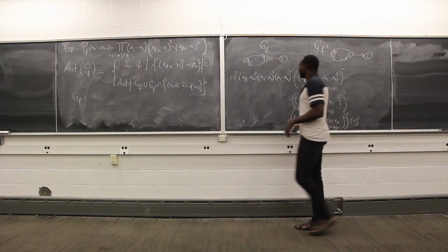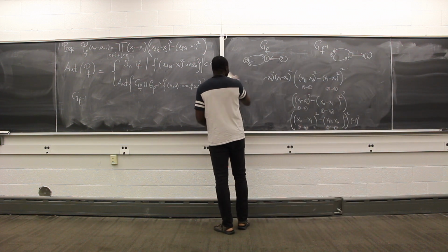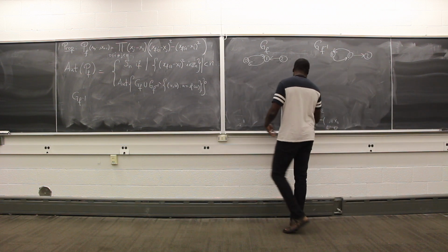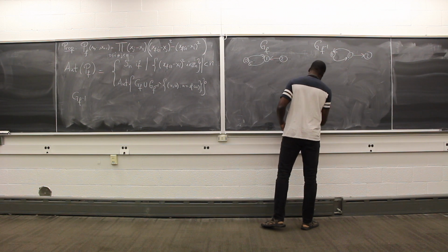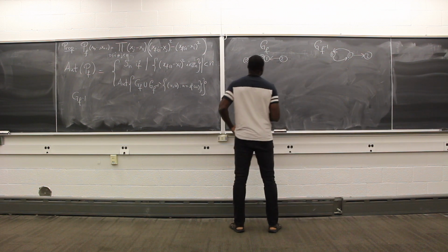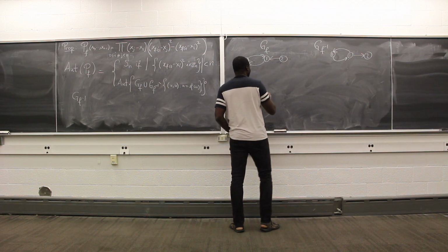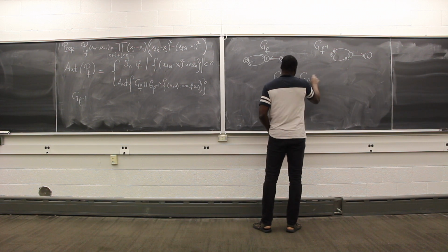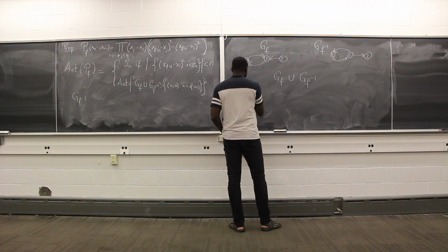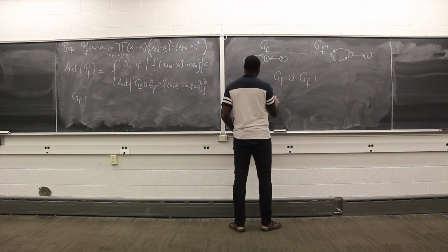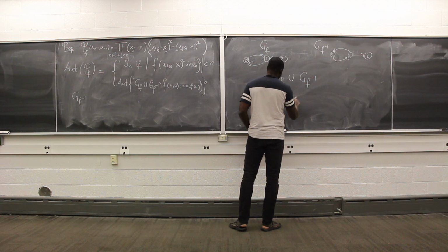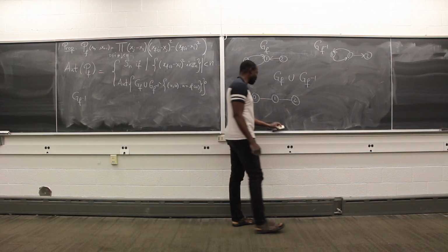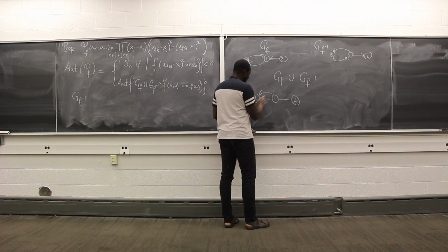So when I say the graph GF union GF inverse, it's basically the undirected graph corresponding to the tree. If I do the union of these graphs, GF union GF inverse is basically the following graph: 0, bar, 1, bar, 2, where the bar should be understood as bidirected edges.